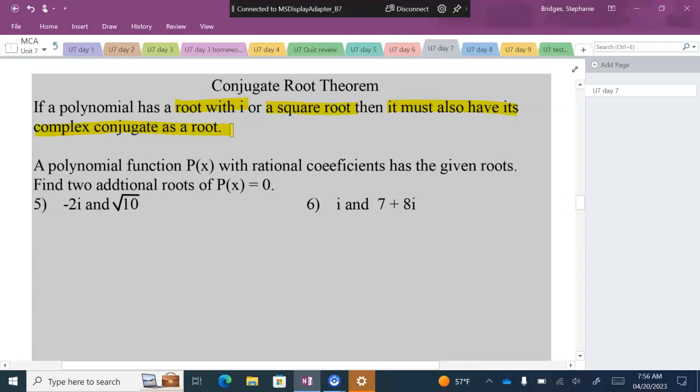If a polynomial has a solution that has an i in it, so any imaginary solution, or a square root, then its conjugate answer, technically its opposite, is going to also have to be a solution. And what they're going to do is give you an answer and say find the other roots. Well, you're just looking at the ones that they give you. If it has an imaginary in it or a square root in it, then you are going to give the opposite of that, its conjugate, also as a solution.